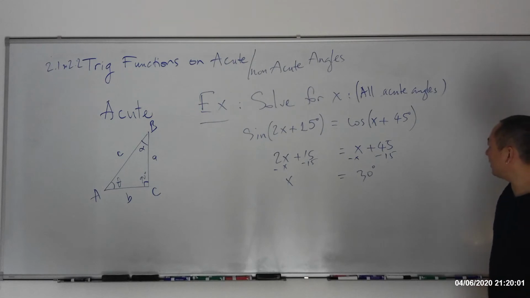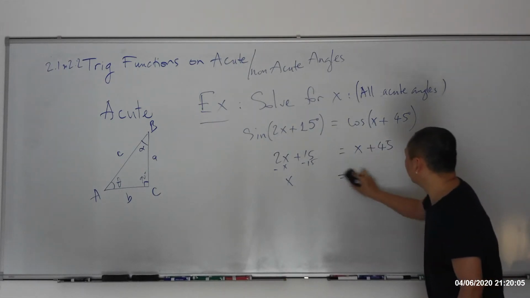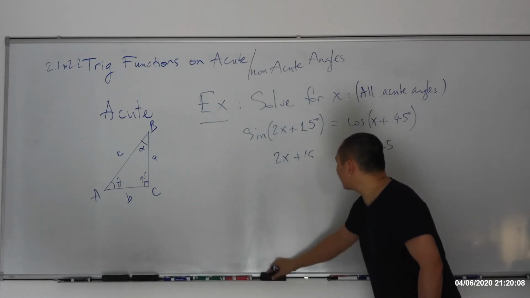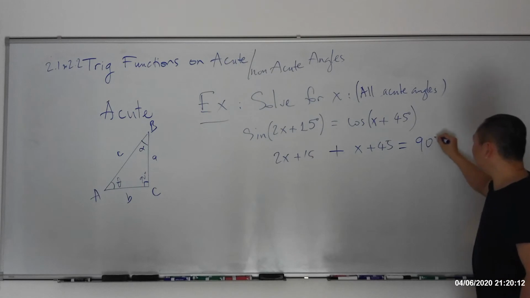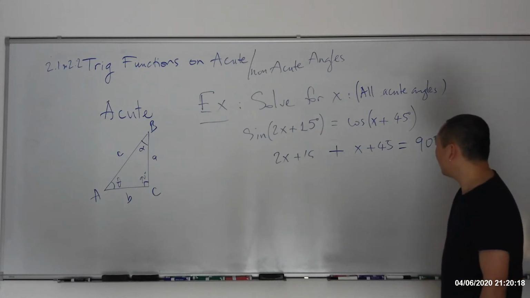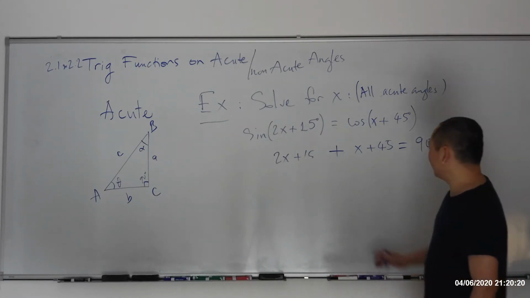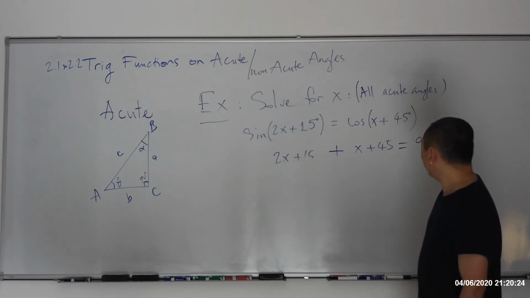Oh, I made a mistake in here. It's not equal. Let me take it back. Sorry. Complementary means what? Add up equal to 90 degrees. So let's add up to 90 degrees. No wonder it's not correct. Forget it. Go back to here. Add up equal to 90 degrees.